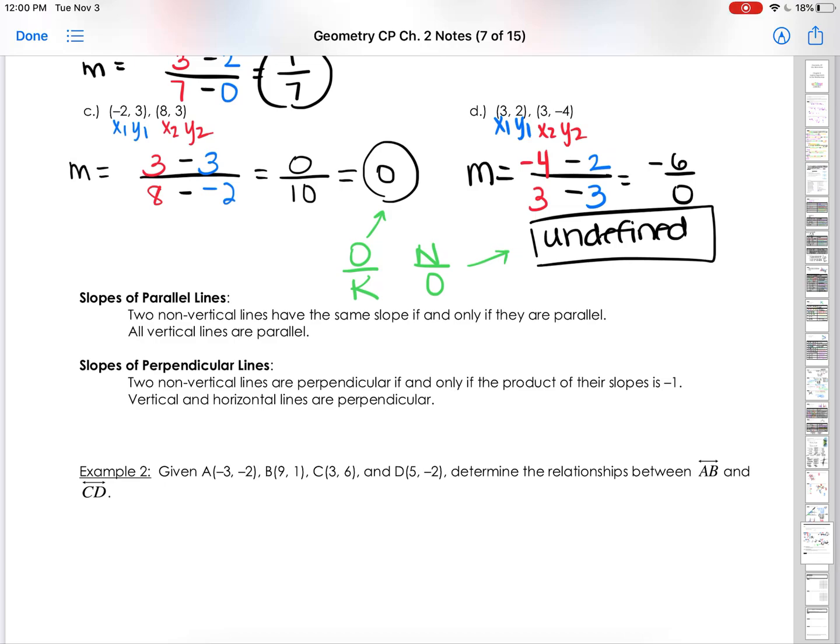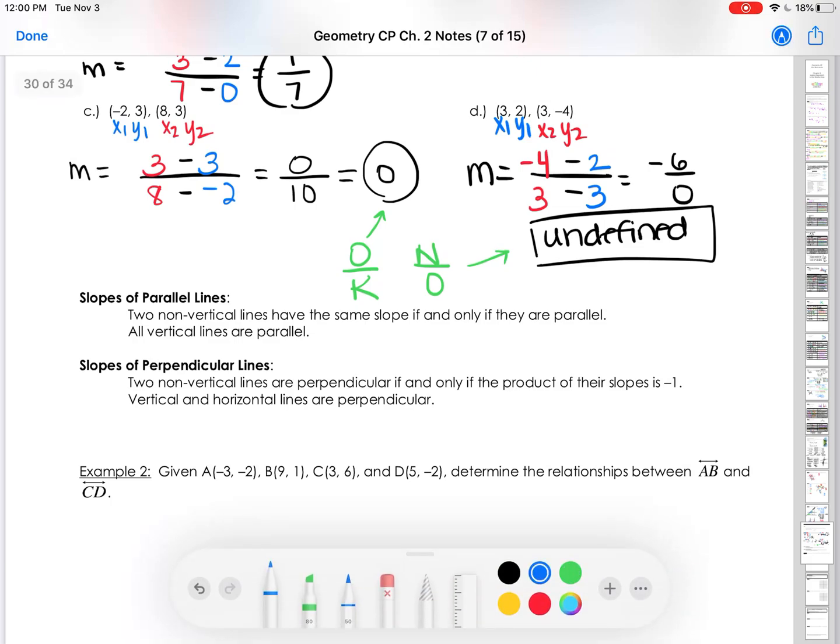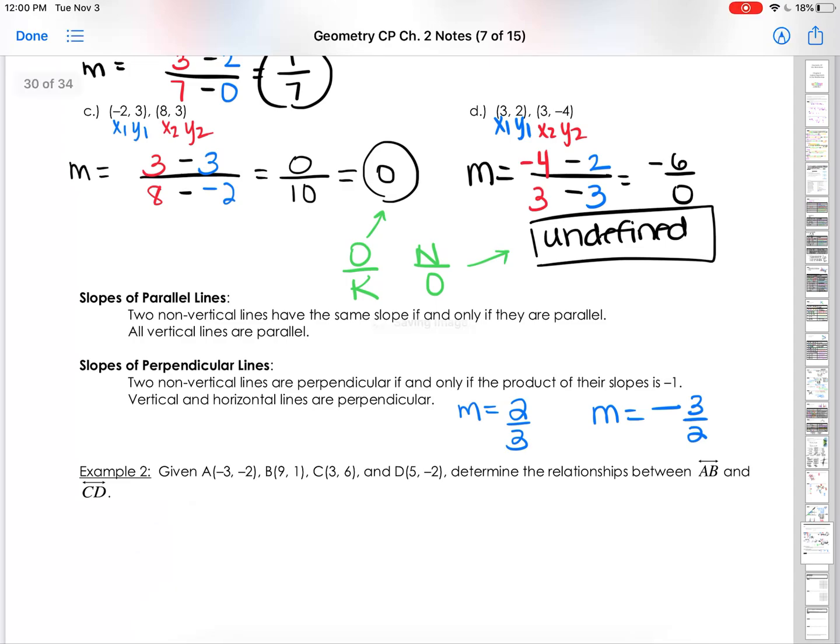Okay. So slopes of parallel lines, we know that if we have lines that are parallel, their slopes are going to be the same. So they both have to have the same value. For perpendicular lines, though, they are opposite reciprocals, meaning we change the sign. If it's plus, we make it minus. If it's minus, we make it plus. And then we flip it over. For example, if one of my slopes is 2 over 3, then the perpendicular slope would be negative 3 over 2. Change it from positive to a negative, and then flip it over.